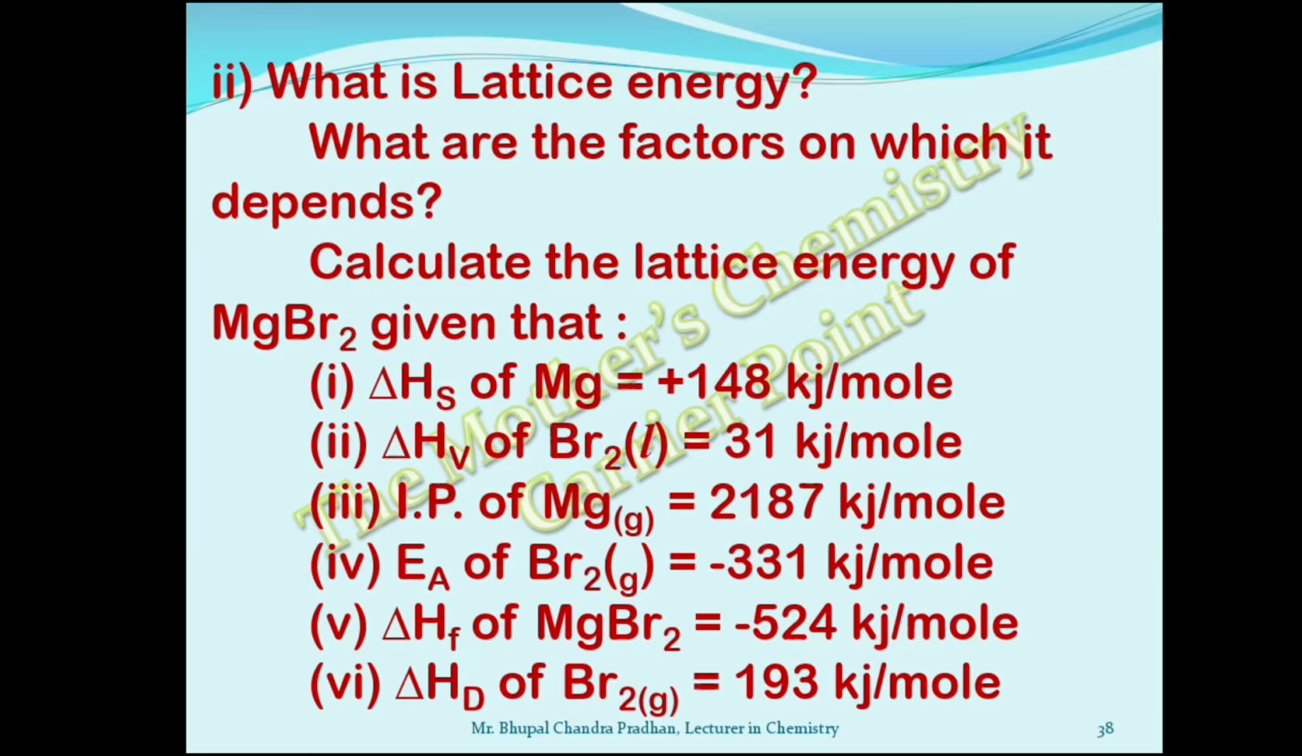Question number 2: what is lattice energy? What are the factors on which it depends? Calculate the lattice energy of magnesium bromide. Given that the enthalpy of sublimation of magnesium is 148 kJ per mole, enthalpy of evaporation of bromine liquid is 31 kJ per mole, ionization potential of magnesium gas is 2187 kJ per mole, electron affinity of bromine is minus 331 kJ per mole, enthalpy of formation of magnesium bromide is minus 524 kJ per mole, enthalpy of dissociation of bromine is 193 kJ per mole.